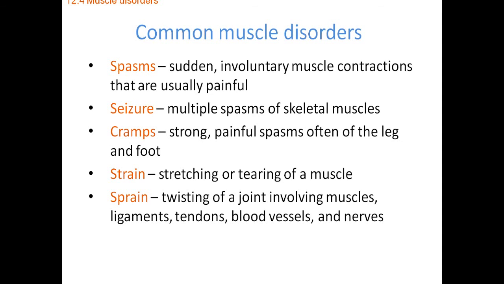Okay, now common muscle disorders. They're written out on here, but a muscle spasm is a sudden involuntary muscle contraction. They're usually pretty painful. They can occur in smooth or skeletal muscles. A seizure is when you have multiple skeletal muscles contracting, spazzing. It can be called a seizure or a convulsion.